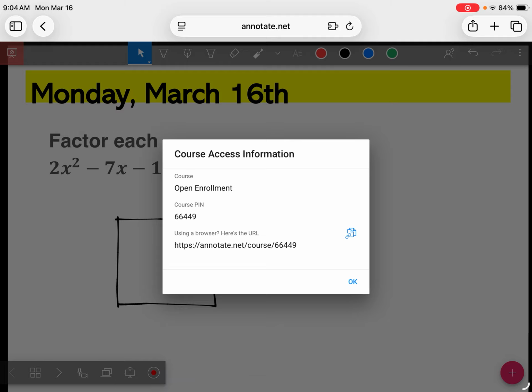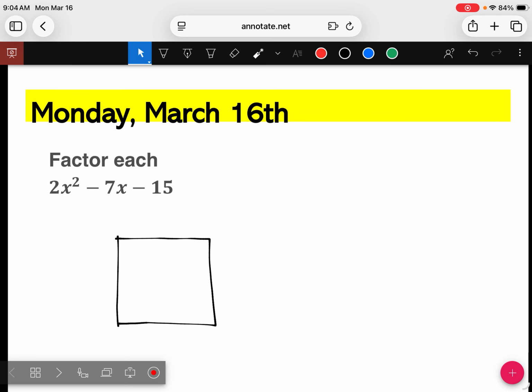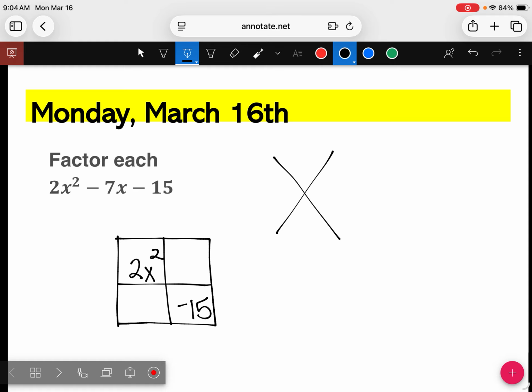So we're going to make our box. A goes here, C goes here. Then we make our X. On top of the X, we take A times C, which would be -30, and B goes on the bottom. We need to find 2 numbers that multiply to be -30, but add to give you a -7.